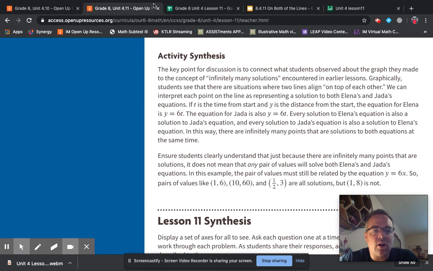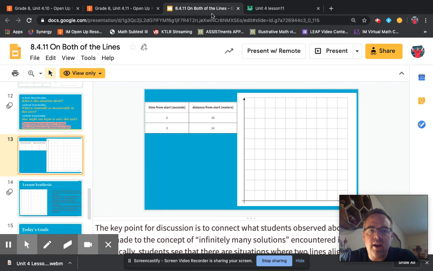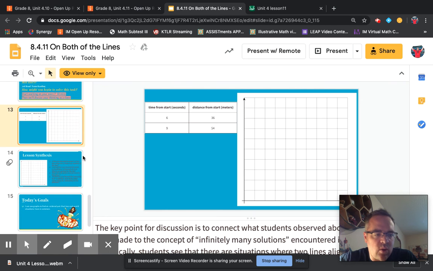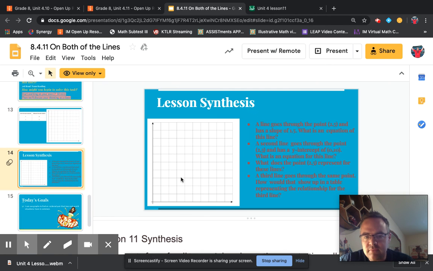Finally, then we're on to the lesson synthesis, and from there we have our animated questions here. So here it gives them this: a line goes through the point (2, 5) and has a slope of 1.5. What is an equation of this line? So this is your opportunity where there is some direct instruction. I didn't ask them the questions.